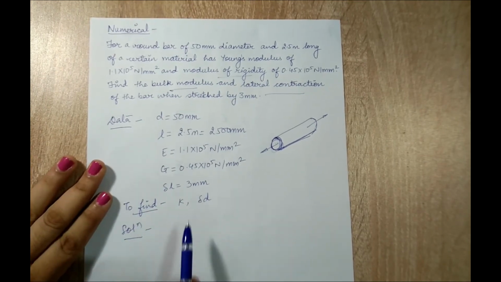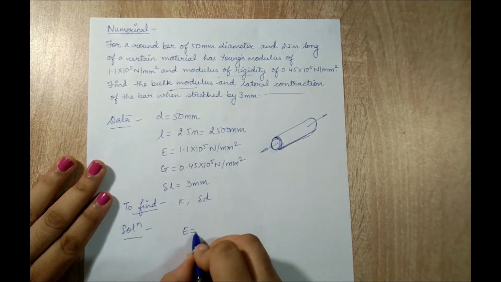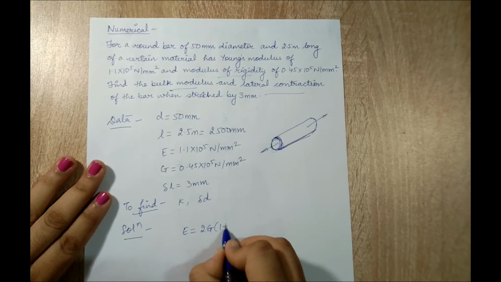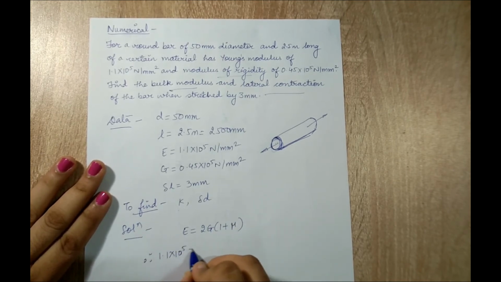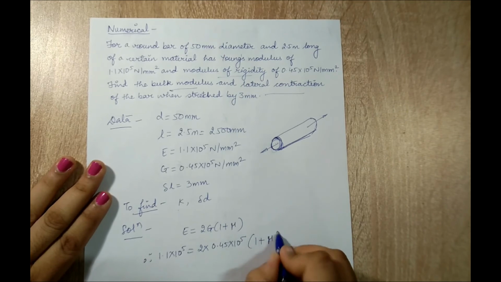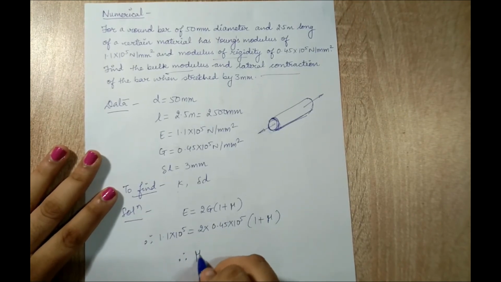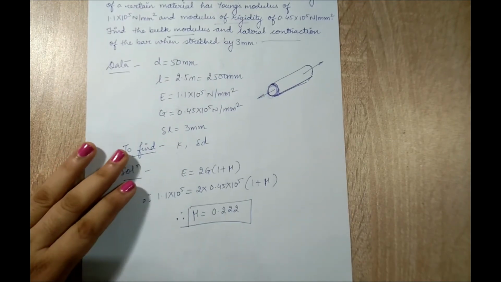Now in this I cannot use directly the relation of E and K because I don't know the value of mu, but I know the value of E and G. So I can use E is equal to 2G(1 plus mu). E is 1.1 into 10 raised to 5 is equal to 2 into G, which is 0.45 into 10 raised to 5, times (1 plus mu). So here I'll get the value of mu as 0.222.